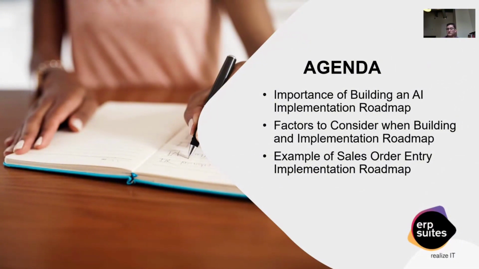And then we'll go over a list of factors. And I will say it's a long list of factors. I will try to make it easier with that third agenda item by using an example of a sales order entry implementation roadmap. And again, it's not a full-fledged implementation roadmap, but it's really high level to give you a good understanding of what some of these factors may be and what may be involved and important when building out your implementation roadmap.